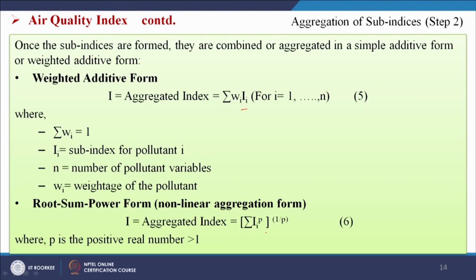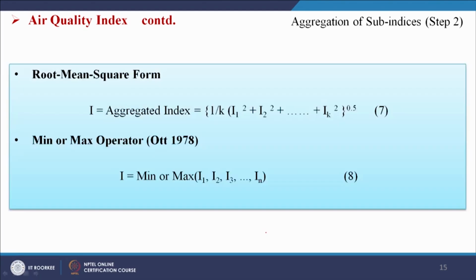This type of expression can also be used. The root mean square form has also been proposed, that is I equal to (1 by k times I1 square plus I2 square plus dot dot Ik square) to the power 0.5. And the minimum or maximum operator is another approach, used when we are calculating the individual indices.